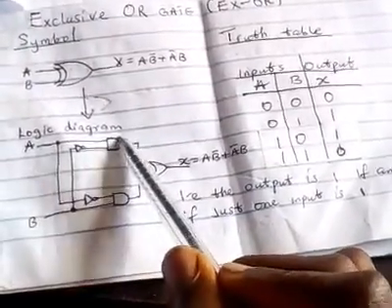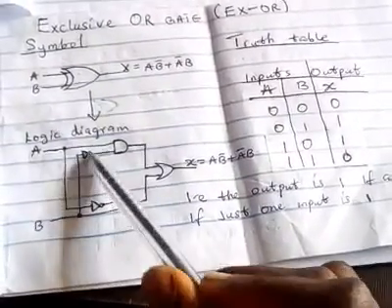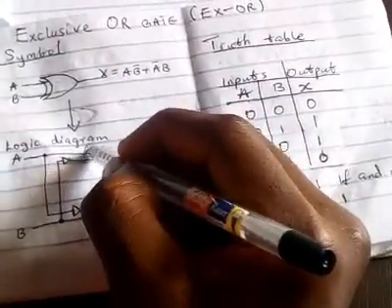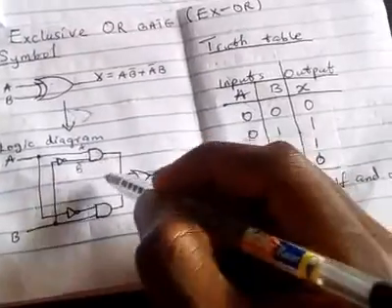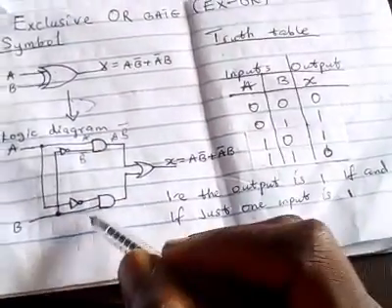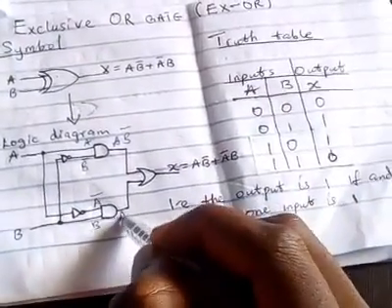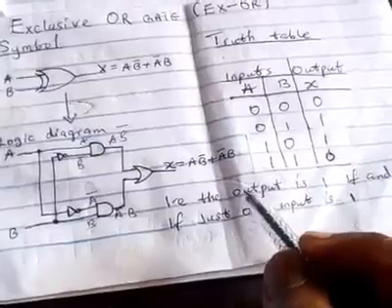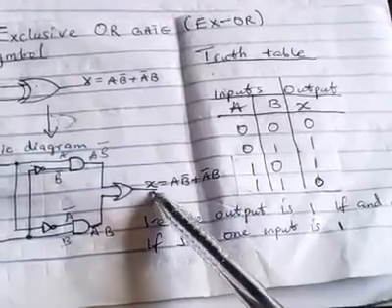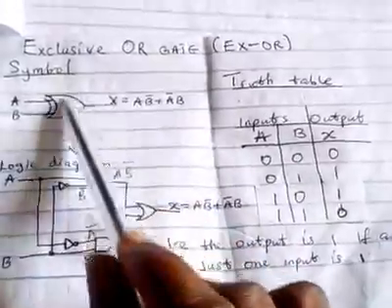Now the input A here is inverted for the second AND gate, and the input B here is inverted for the first AND gate. And so here we have A, here we have B bar. So A and B bar will give us A B bar. And then here we have B and A bar, so we are going to have A bar B as the output here. So now when we combine A B bar and A bar B, we are going to have the output as X equal to A B bar plus A bar B as the output of the exclusive OR gate.